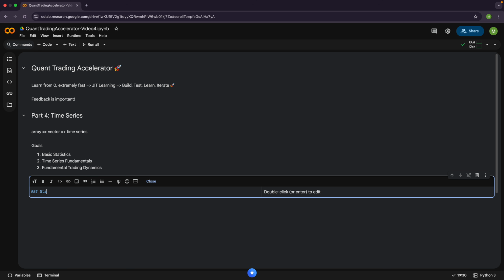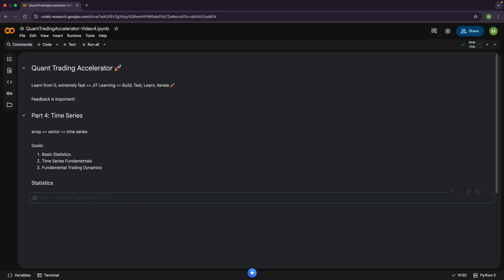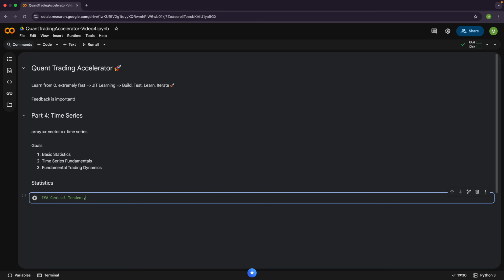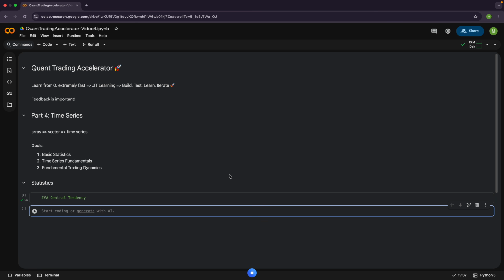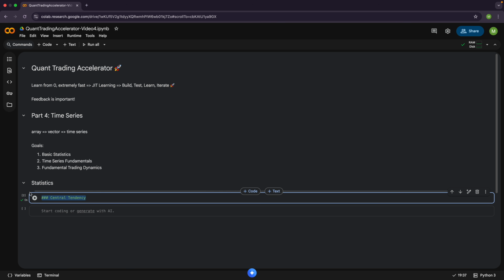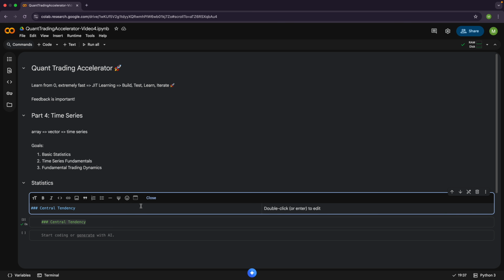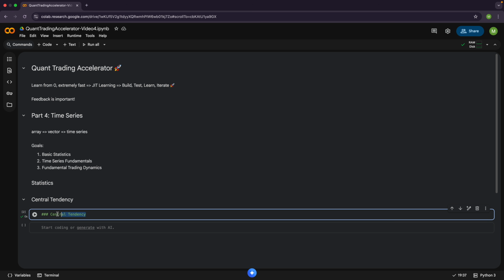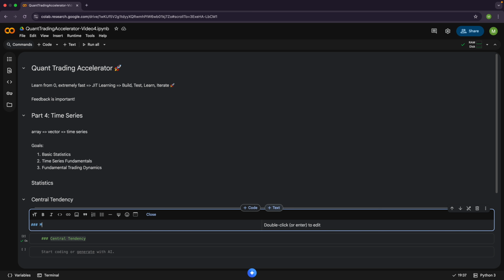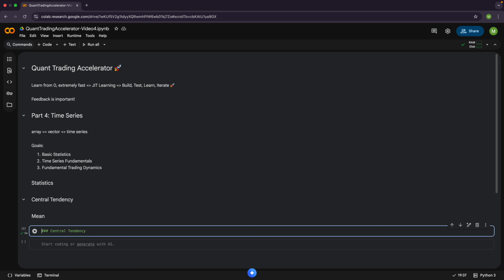So I'm going to write this down here. The most important measure is for central tendency. And there are two common measures. The first one is the mean. I'm going to put this here as well. And the mean, so let's just have an example.